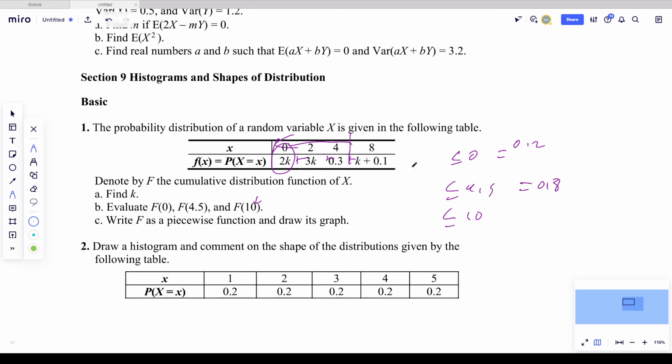Less than or equal to 10, if it finishes at 8, you don't even need to calculate. It's immediately whatever is the summation of them. Knowing that it's probability, the summation is 1, so it's 1. Or you can work it out by adding, which is the same thing, by the way.